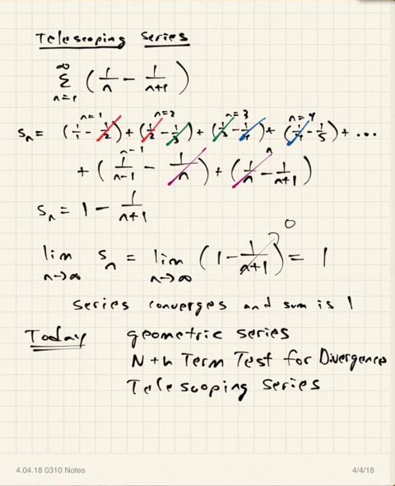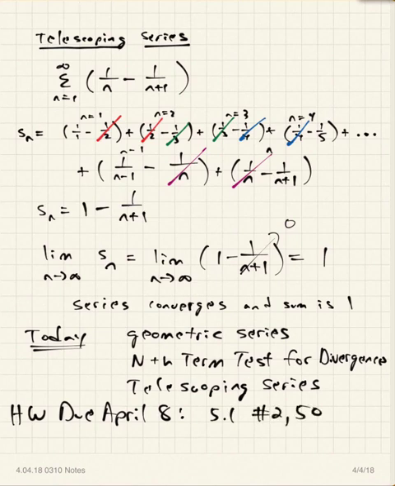All right, so your homework is due April the 8th. I had already assigned a couple of these problems. So this is section 5.1 in your book, problem number 2 and 50. And also in section 5.2, problem numbers 90 and 102. Now, I'll tell you right now, number 90 is a geometric series, and problem 102 is a telescoping series. And you're trying to decide whether those converge or diverge.